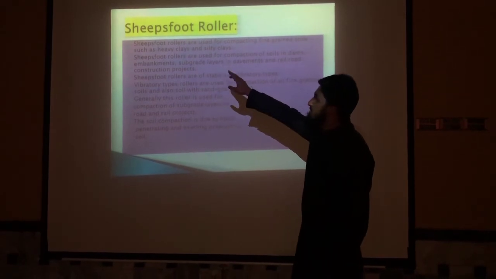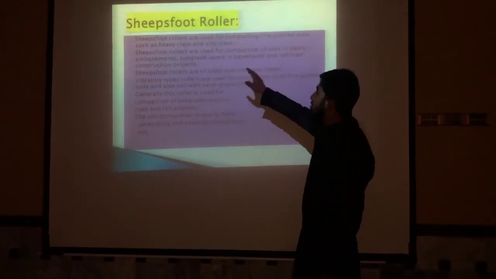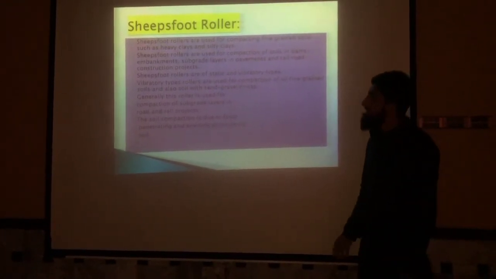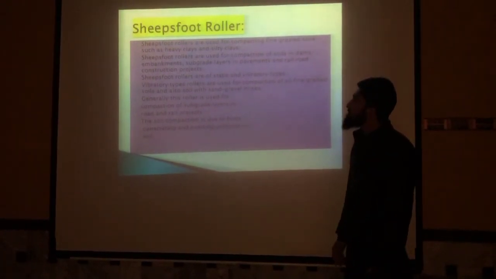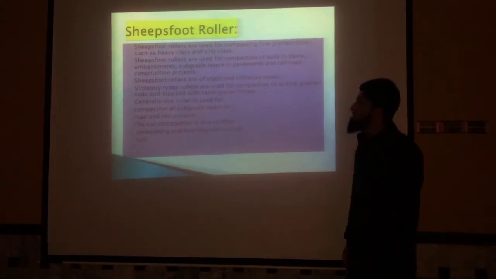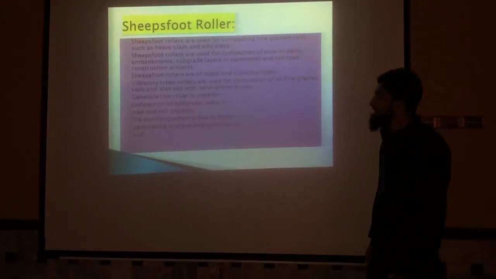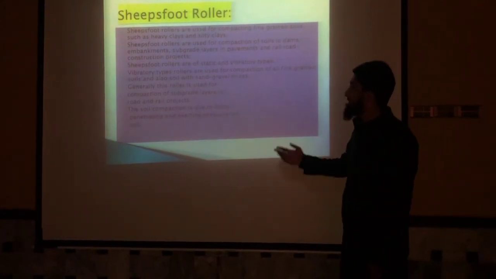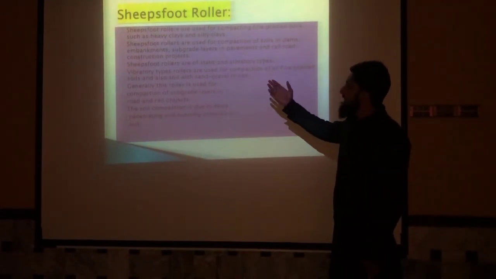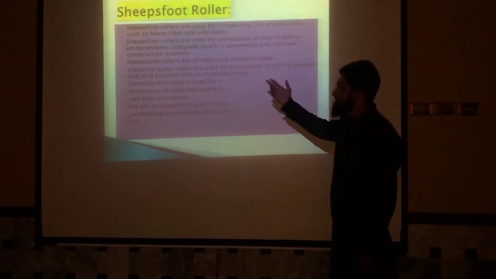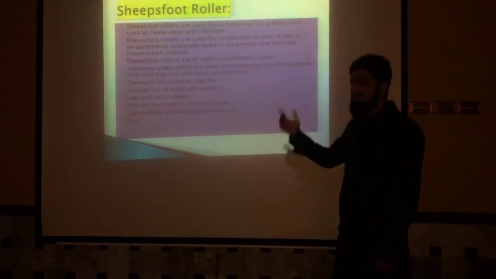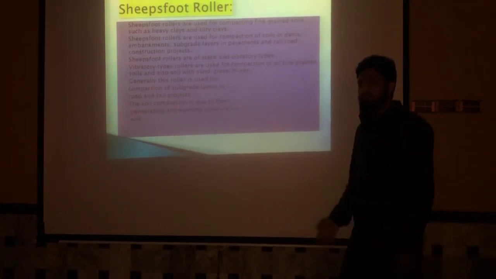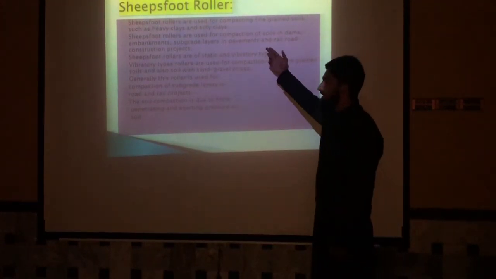The next one is the sheep foot roller. Sheep foot rollers are used for the compaction of fine-grained soils such as heavy clay and silty clay. They are used for the compaction of soil in dams, embankments and subgrades in pavement and road construction projects. Sheep foot rollers are of static and vibratory types. We have the 2 types: where static is suitable, we can use the static one, and where vibration is good for the compaction, we can use the vibratory one.